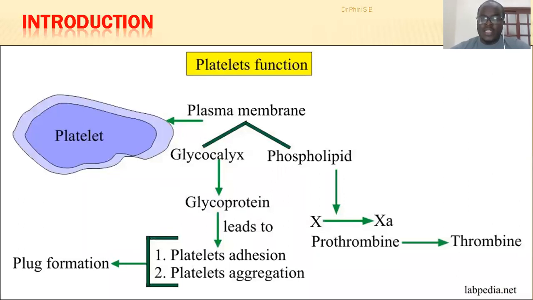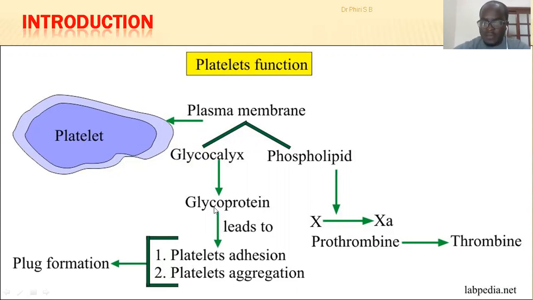The function of platelets: mainly you have the plasma membrane of the platelets that contains glycocalyx and phospholipids. In the glycocalyx, you have the glycoproteins. These glycoproteins can lead to plaque formation. This plaque formation is as a result of platelet adhesion, because, as I've told you, some of these glycoproteins function as receptors that can bind to von Willebrand factor and also to collagen. So they bind to cause adhesion of platelets.